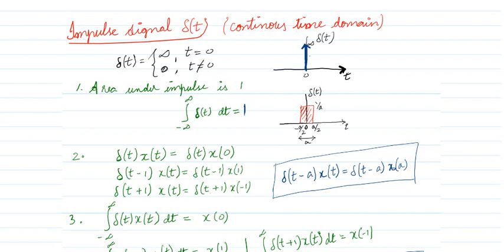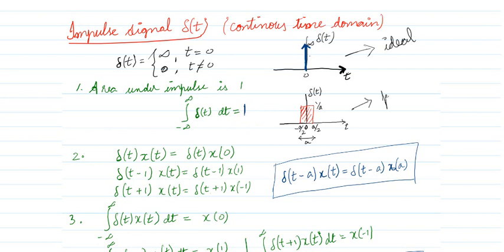And look at some properties. The area under the impulse is 1, right? What is the area? Area is nothing but the integration of the impulse signal. So if I integrate the impulse signal over the whole time, that is from minus infinite to plus infinite, I will get the area as 1. Okay, this representation is ideal, or I can say theoretical.